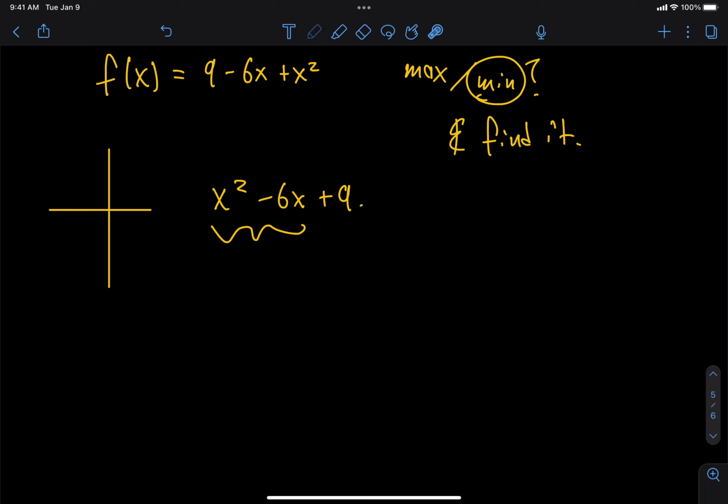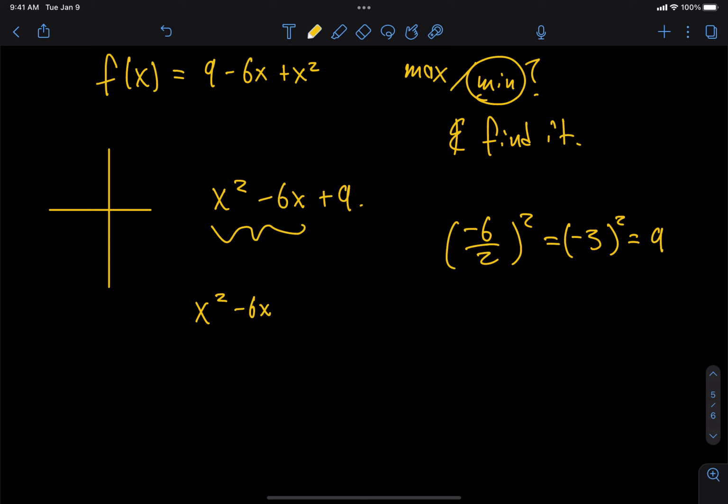So I get negative 6 divided by 2, square it. That gets me negative 3 squared, which is positive 9. So am I going to subtract and add, or add and subtract? Both, I guess. But which one am I going to do first? Add. I'm going to add first. So minus 6x plus 9 minus 9. Oh, and then plus 9.